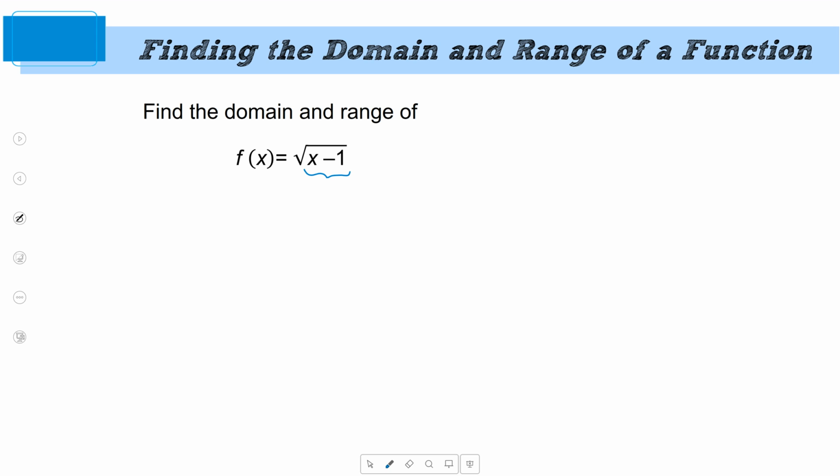Dexter, give me an example of a number that I could plug in for x that will work. You could do 5. 5 minus 1 is 4, square root of 4. Beautiful. Give me a number that doesn't work. 0. Why? It's going to be a negative square root. Good.